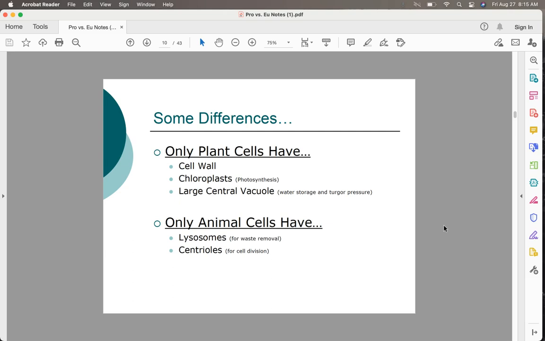They also have a large central vacuole. And that large central vacuole fills up with water, and that's what allows plants to stand up straight. If you've ever seen your mom get a bouquet of flowers and they start to droop sometimes, the water needs to be replaced or the stems need to be cut so then they can get more water into their large central vacuoles.